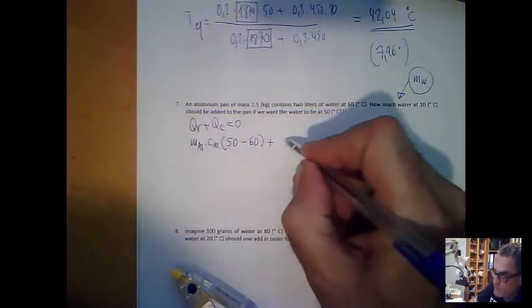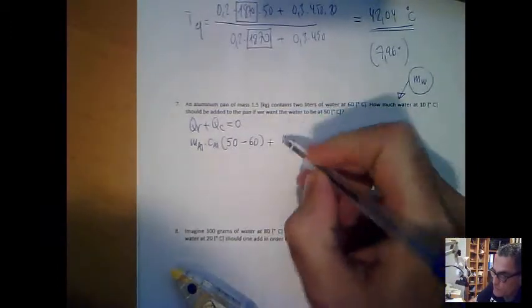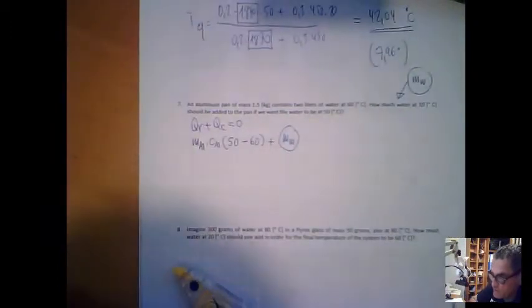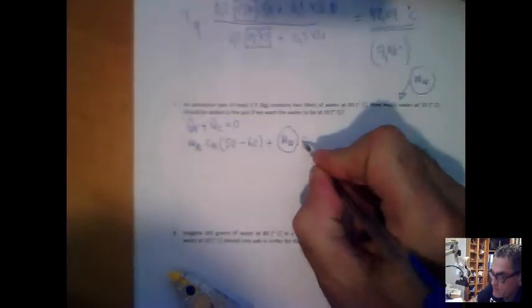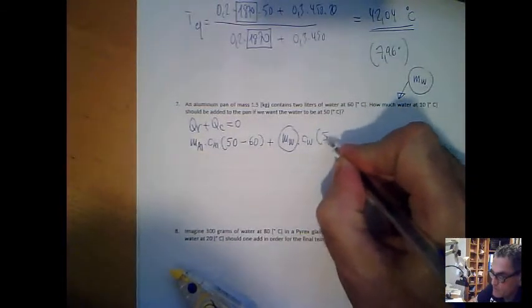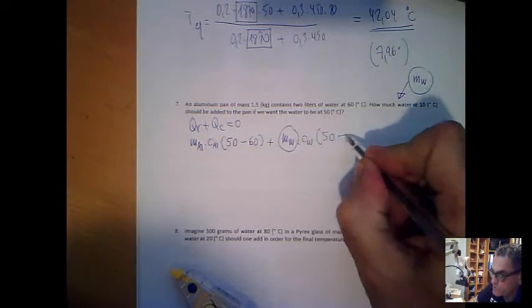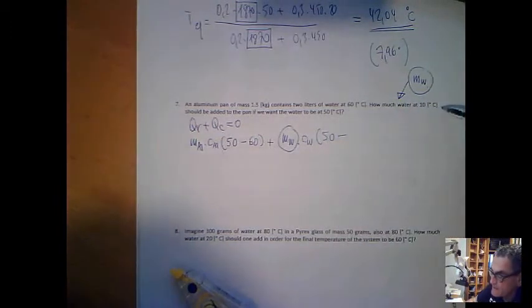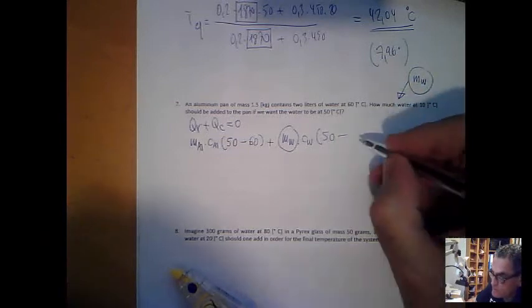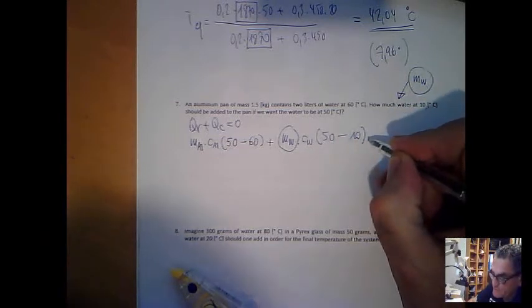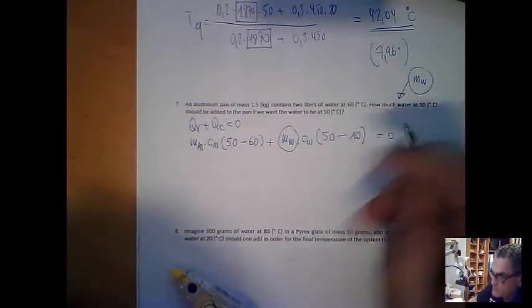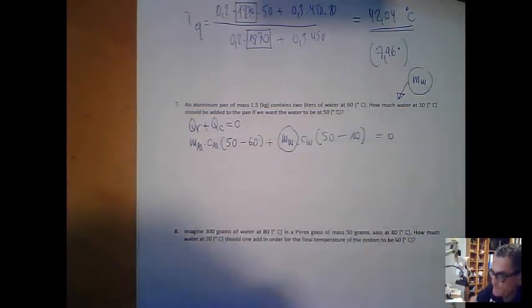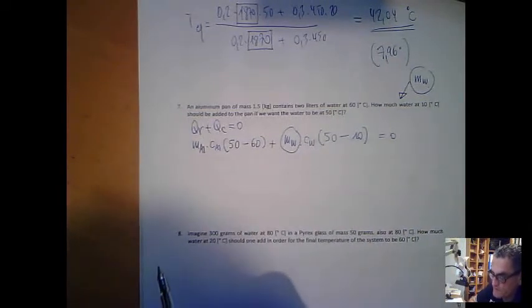And then you want to add water to that, but you don't know how much. So this is going to be the unknown, times the C of the water, times the equilibrium temperature, which should be 50, minus the initial temperature of this water, which is 10 degrees, is equal to 0. Okay? We agree on that? So now let's write in the numbers.